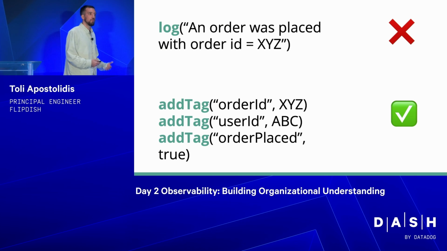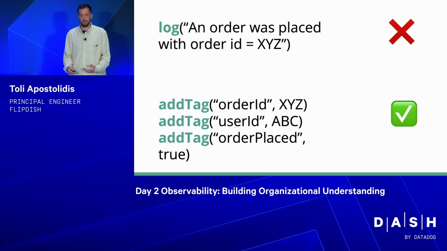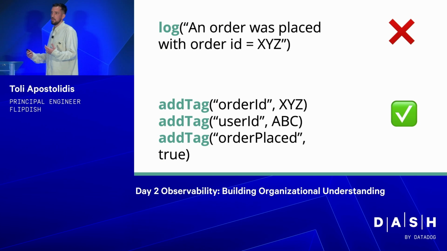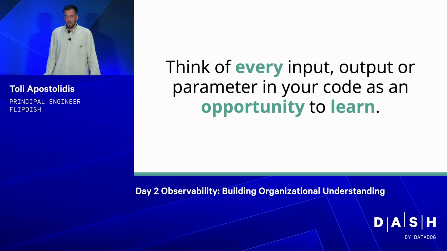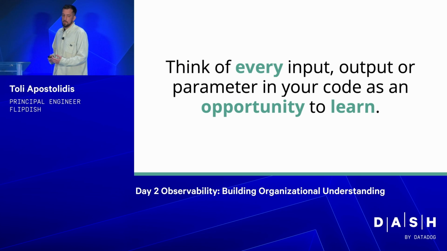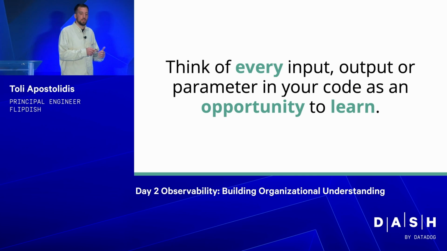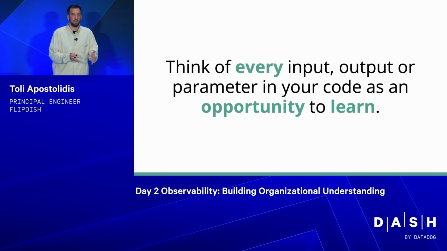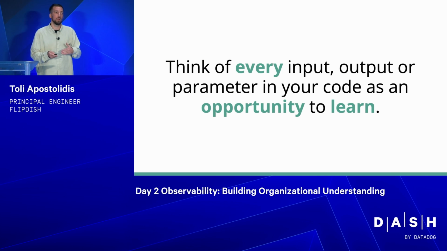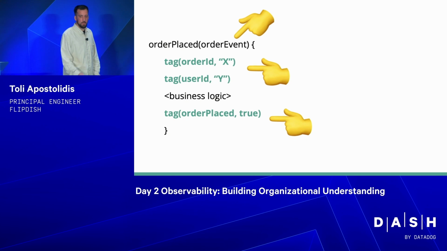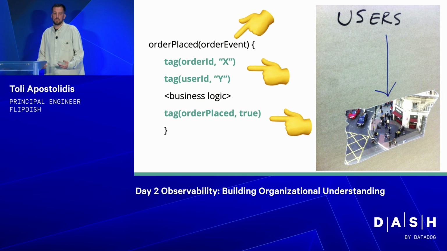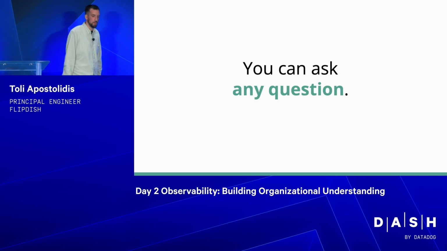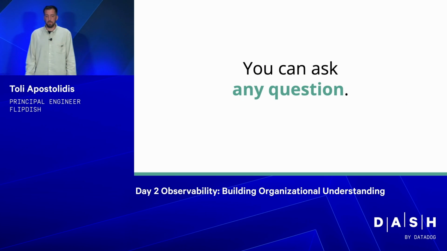You're building a data set of useful attributes that you can then query, rather than a list of free text, even if that's a structured log. And the way I tend to explain it is you have to think of every input, output, or parameter in your code as an opportunity to learn. Your code is going to be in production, it's going to be exercised by users. What can you learn at any line of code? So these are your opportunities here, because that's where your users are. That's what happened. This is not in isolation from the people who use your software. But you can ask any question. This is why it's so powerful.